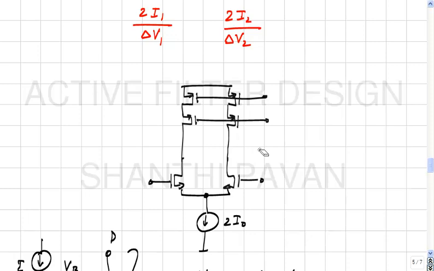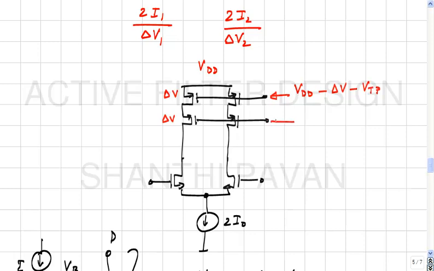Okay. So, if both the devices are identical and the overdrives are delta V, what is this potential? VDD minus delta V minus VTP mod VTP.